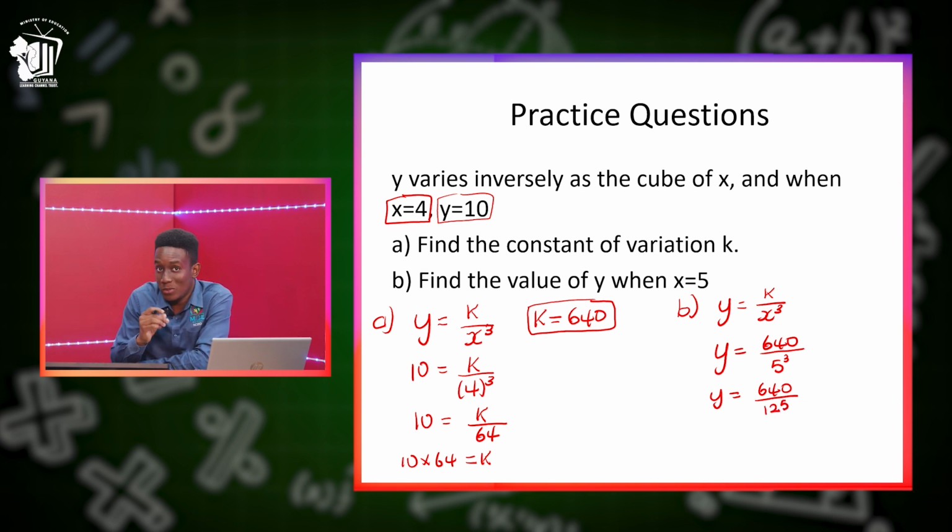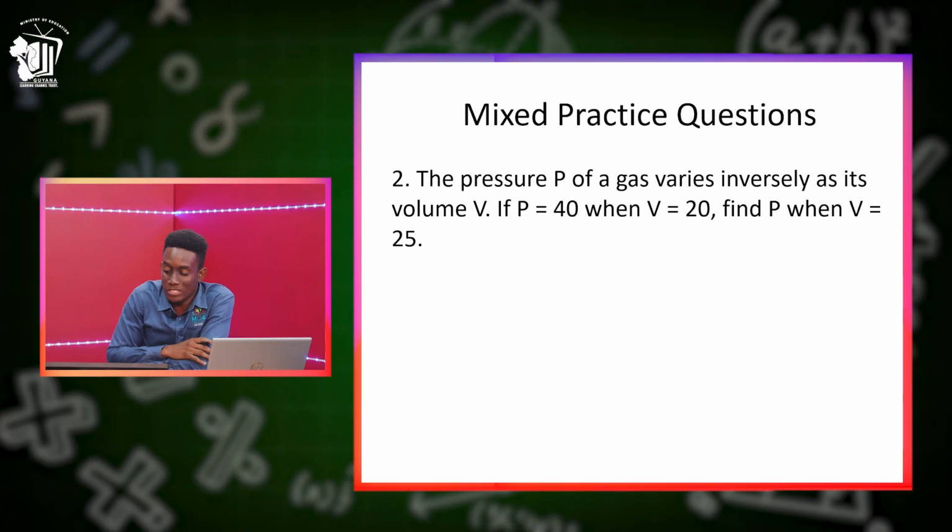125. And when we divide 640 by 125, we'll have a value of y equal to 5.12. So when x is equal to 5, y is equal to 5.12. So in this question, we saw we had to do a slight change to the formula, a slight change to the equation. So y varies inversely as the cube of x. So we saw that we had to add a cube to x.